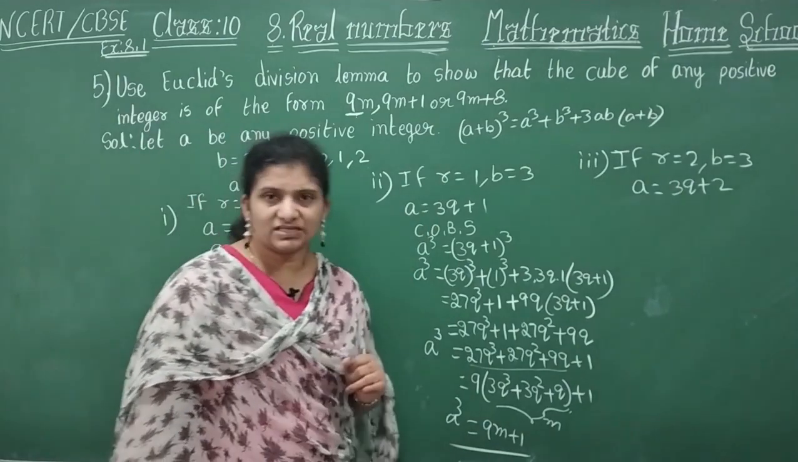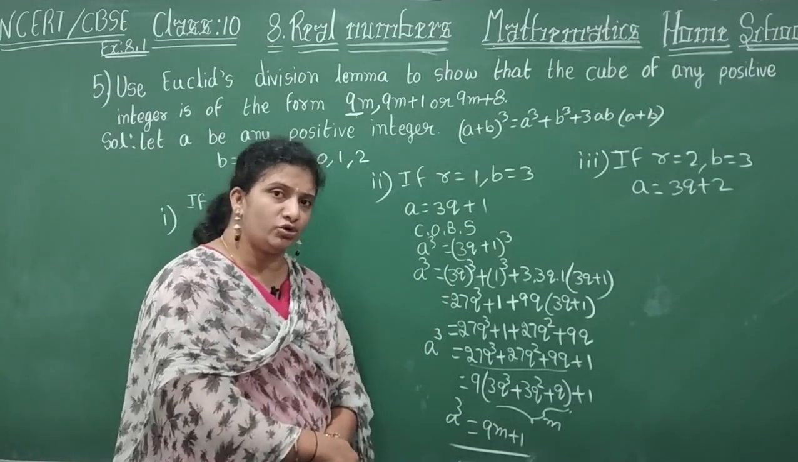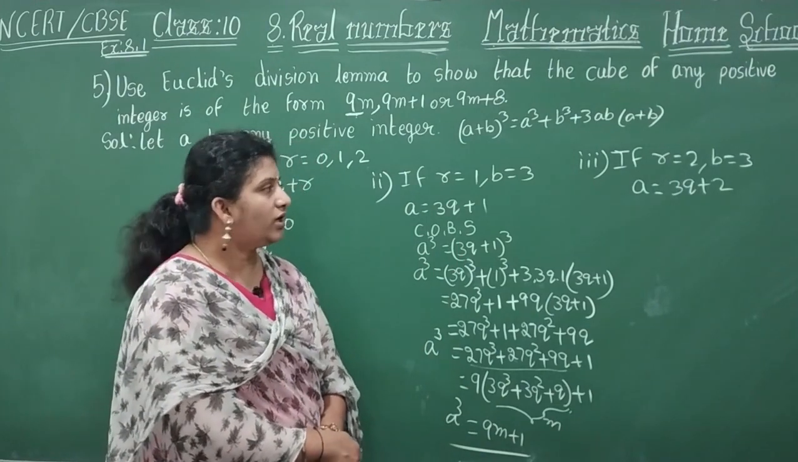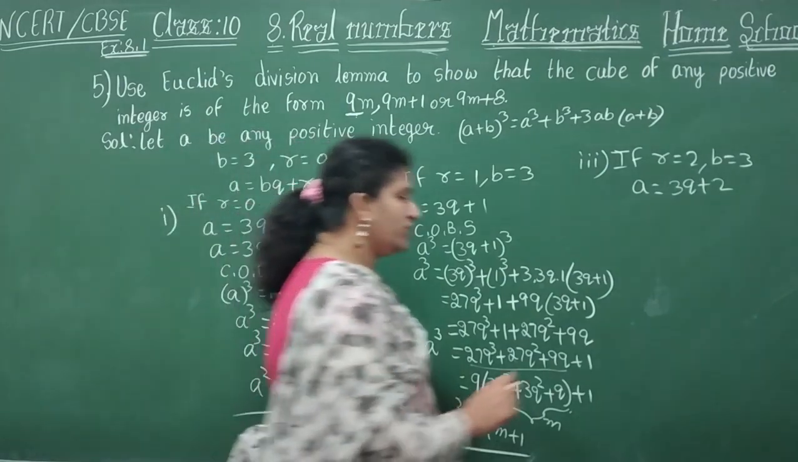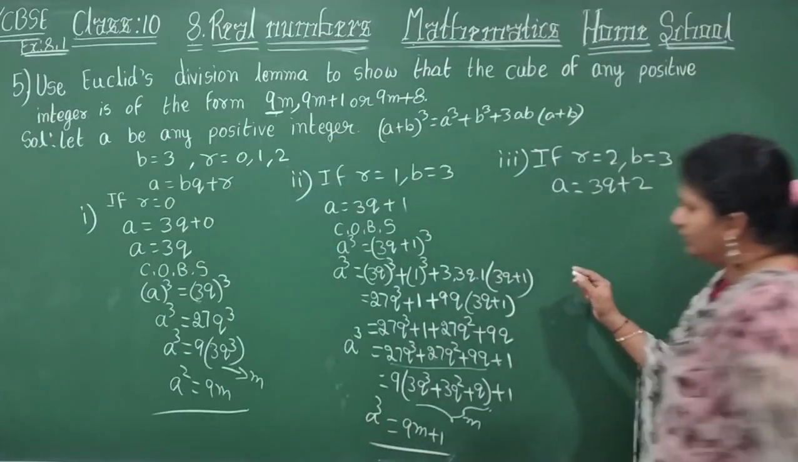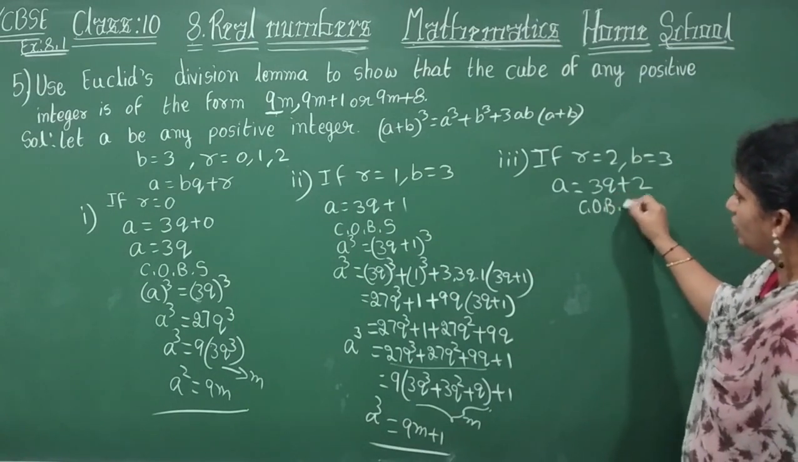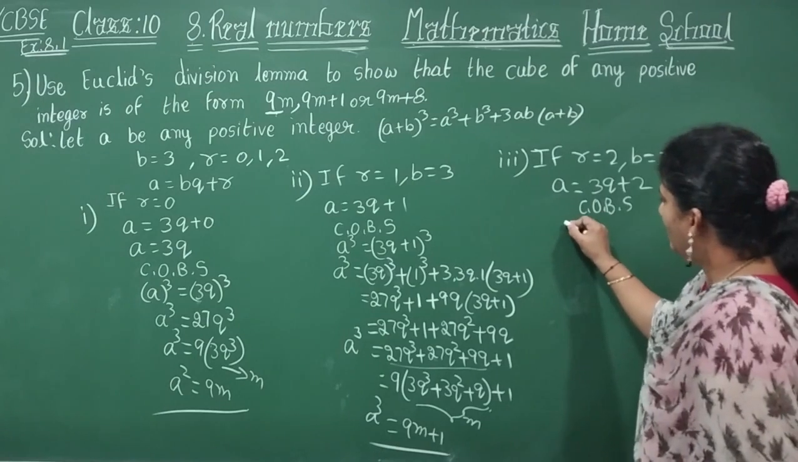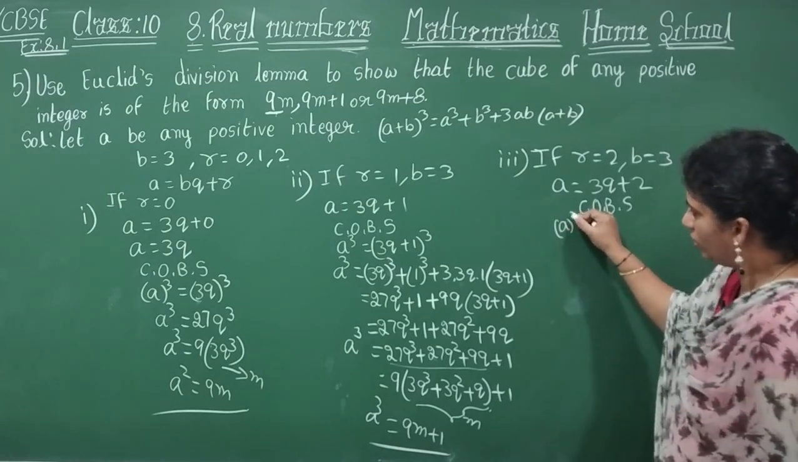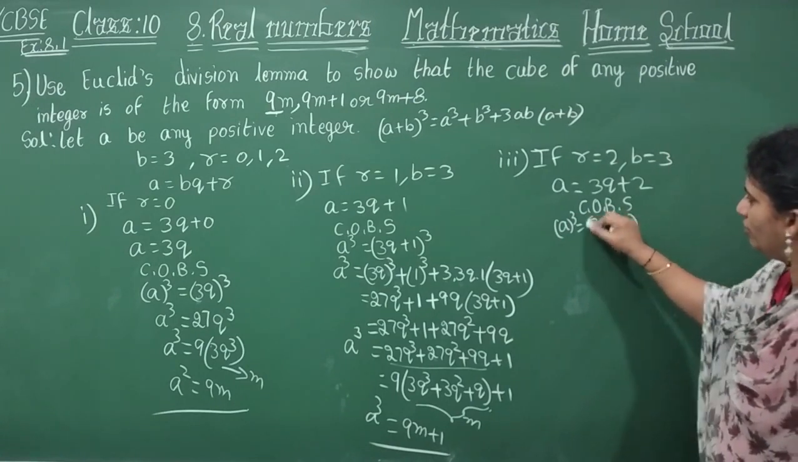So your last case for this problem here, what is that? If r is equal to 2, b is equal to 3, what are you going to get? A is equal to 3q plus 2. Now what's your first step here, children? Cubing on both sides. So now again, a whole cube, 3q plus 2 whole cube.